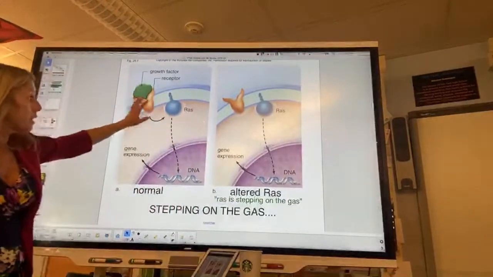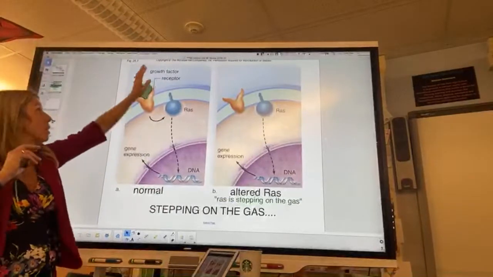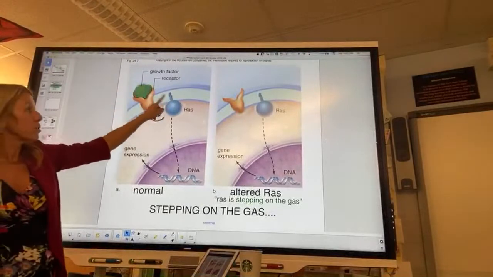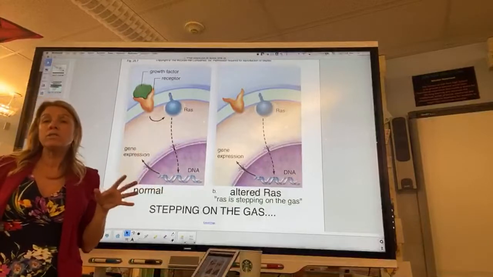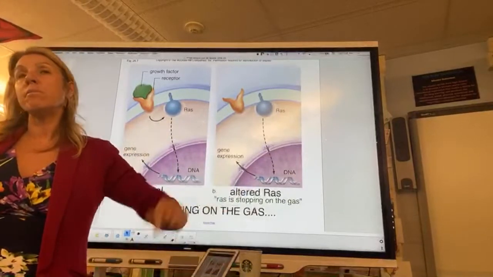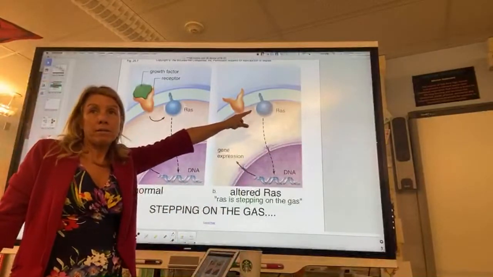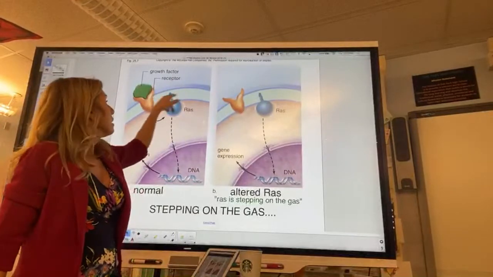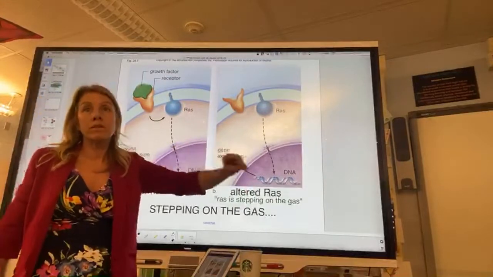So normally RAS is not activated unless a what? Receptor is triggered by some growth factor. The receptor is triggered, it triggers RAS. RAS tells the cell through signal transduction and some transcription factors, hey, let's move forward in the cell cycle. Let's keep making more. But this is an altered RAS, a bad RAS. So it doesn't need this growth factor to trigger the receptor. It just says go forward in the cell cycle.